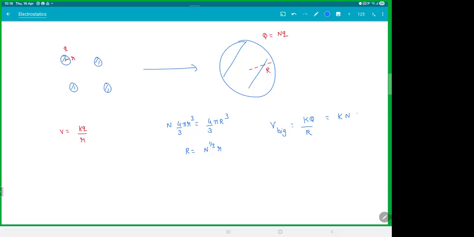Capital Q is n small q and R is nothing but n power 1 by 3 small r. Most people mess up the charge part. They take the charge also to be the same. And this thing turns out to be n to the power of 2 by 3 into V. Clear with this? So in case of surface tension, only the radius used to change, isn't it? Surface tension used to remain the same. But here the charge also will become n times. So you'll get n power 2 by 3. Right, Shreyansh. Right, Samyak. Right, Arya. Got it. All clear with this?